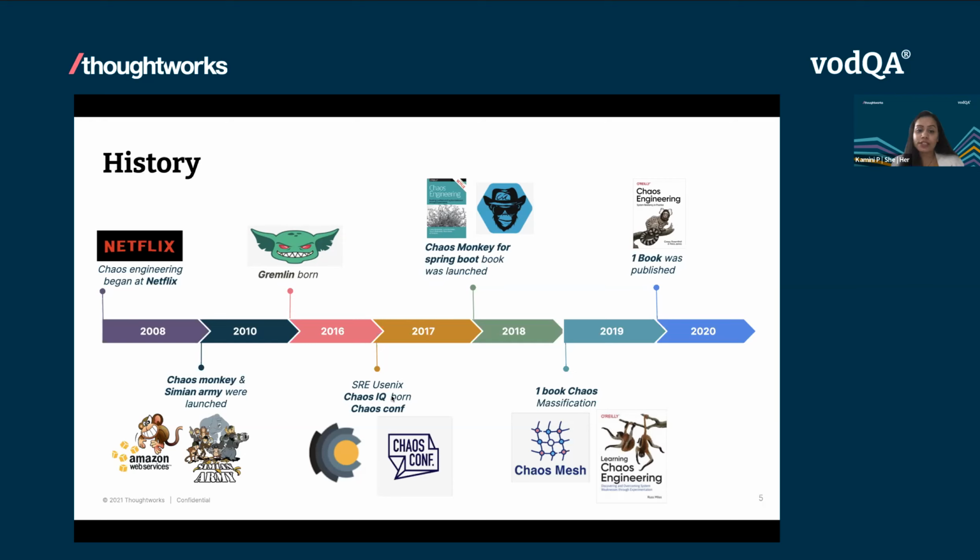In 2017, Gremlin held ChaosConf, and in 2018, 2019, and 2020, there were three different books launched related to chaos engineering. In 2018, Chaos Monkey for Spring Boot was launched, and it is a very helpful tool for chaos engineering. In 2019, Chaos Mesh, which is a very wonderful and user-friendly tool that we will also be discussing, got launched. So this is how chaos engineering evolved from 2008 to 2020, and it is still evolving nowadays.